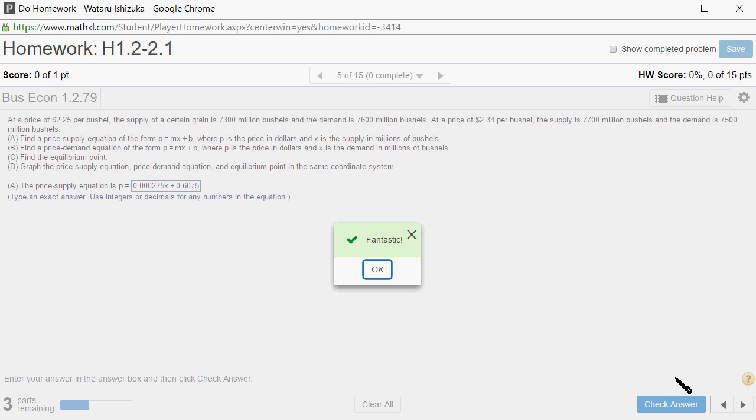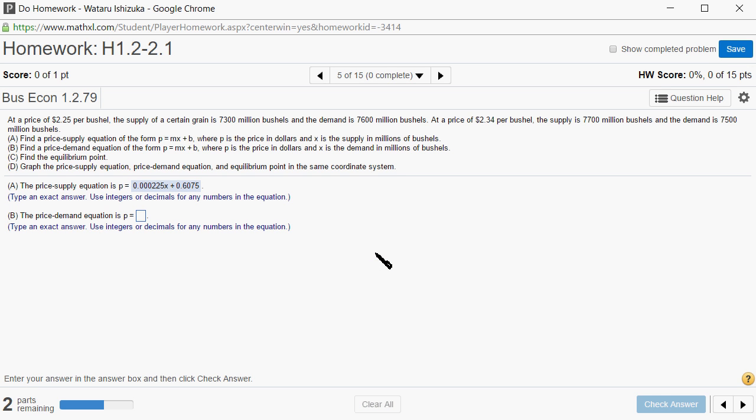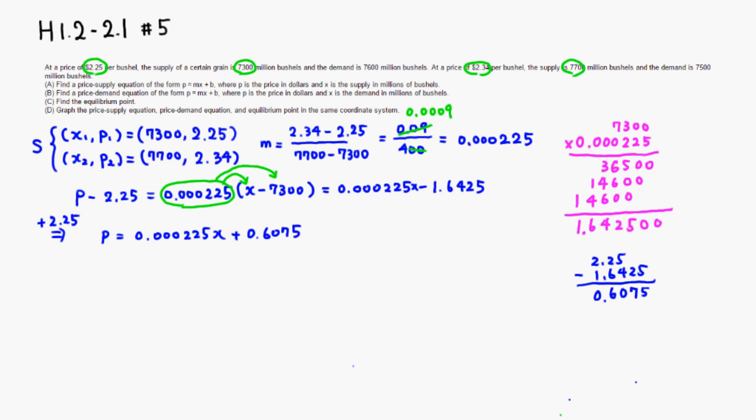Alright, we got that. Then next we want to find the price-demand equation. This is exactly the same thing, except that we have to use different values here. So we're going to use 2.25 and 7,600, and 2.34 and 7,500. Right, so let's do that. So this was part A, and here's part B.